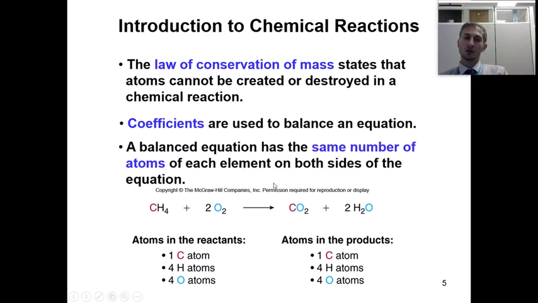So whenever we are going to solve our problems, we need to have a balanced chemical equation. To balance a chemical equation, you need to make the same number of atoms on the left and right side. To do that, you need to apply a coefficient. We call it a whole number.